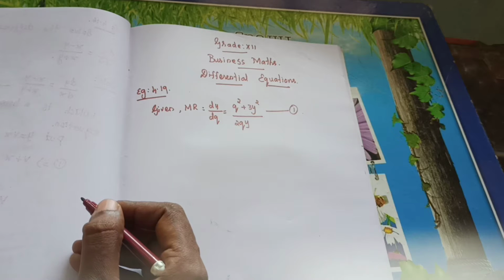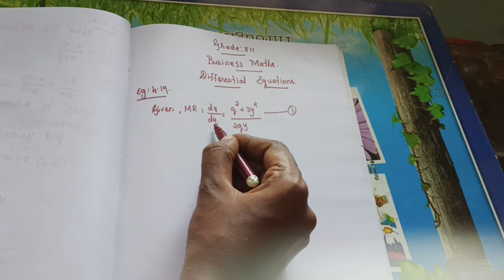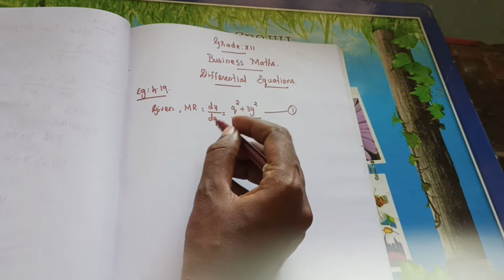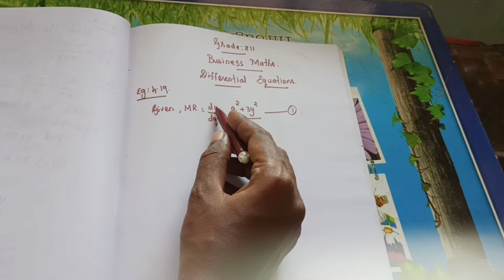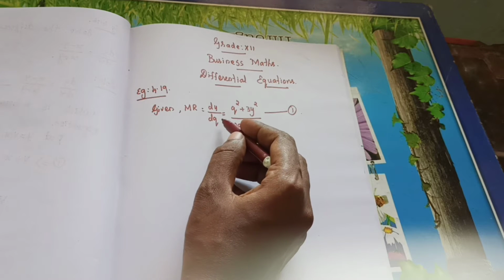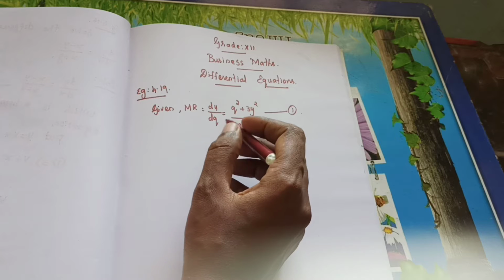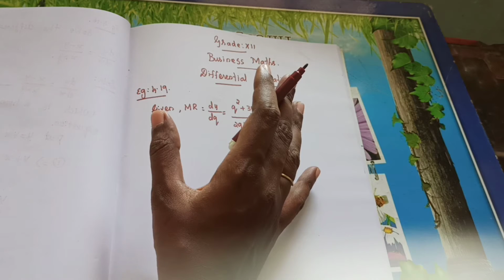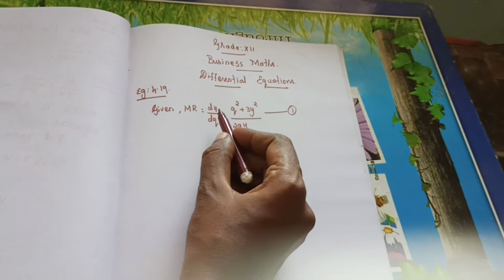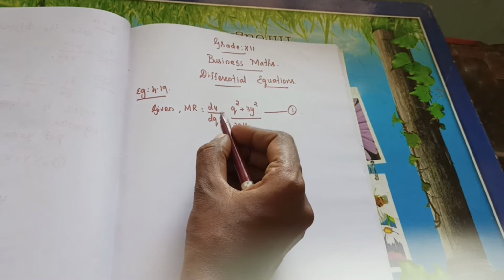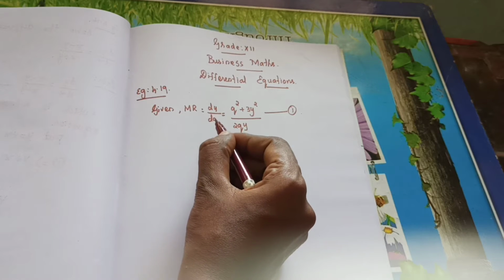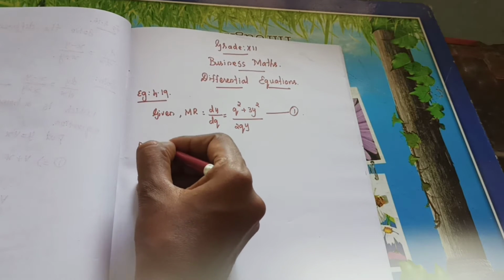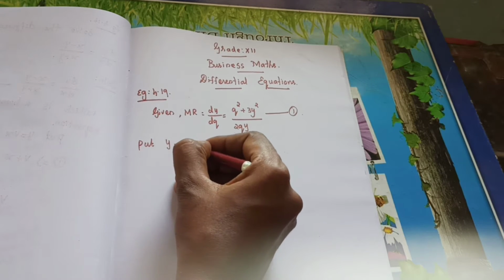In this question they gave it in the form of dy by dq. If it is dy by dx, you will put y equal to vx. Here it is in the form of dy by dq, so we will take y as vq. You may have a doubt why we are not taking y equal to vx for all problems. The reason is here it is dy by dq, so we take y equal to vq, not vx. Put y is equal to vq.